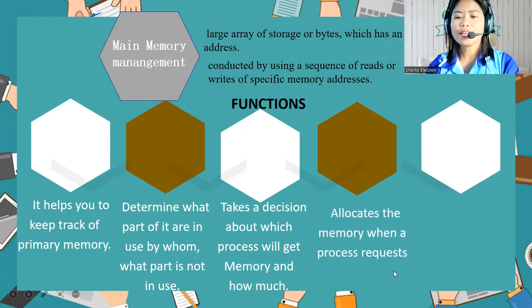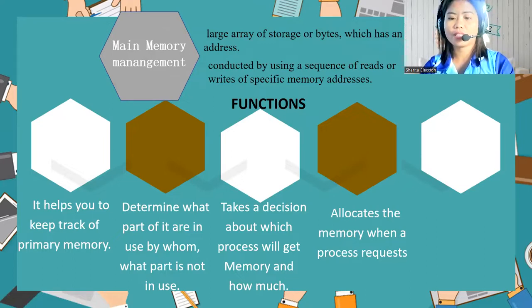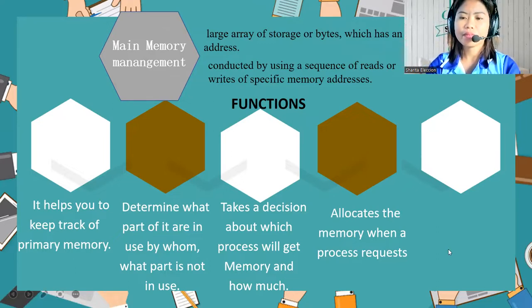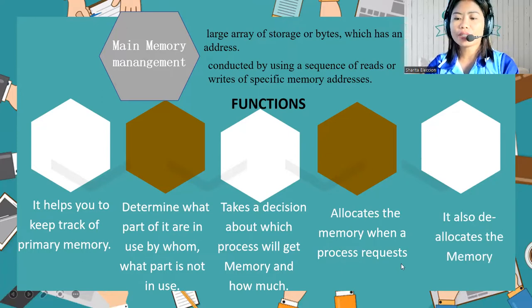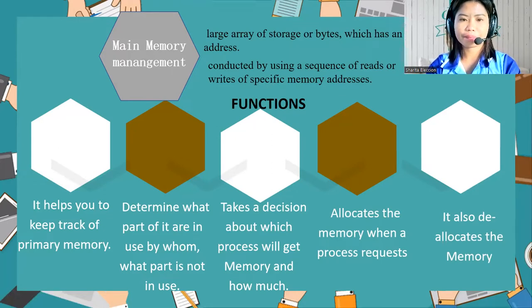It allocates the memory when a process requests. There is a process request, so the main memory management will allocate the storage or the memory. It also deallocates the memory. So there is also the deallocation of some files in the main memory. Okay, so that's the fifth component of our operating system.